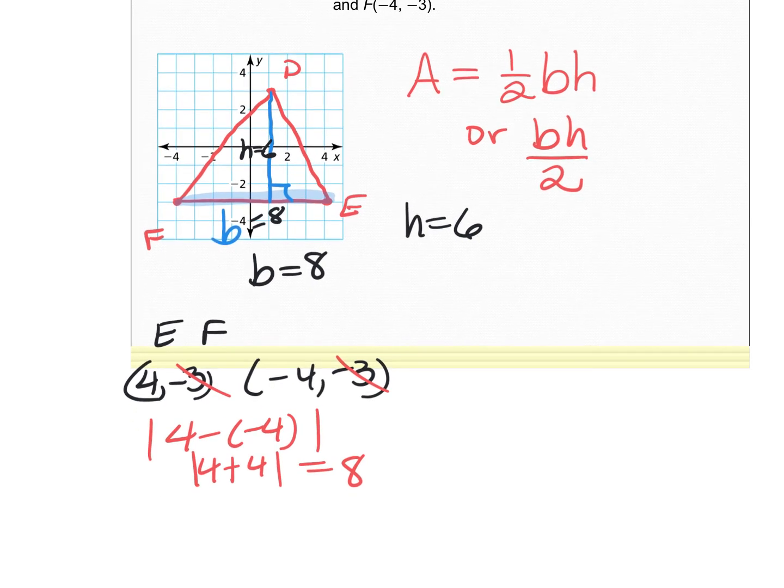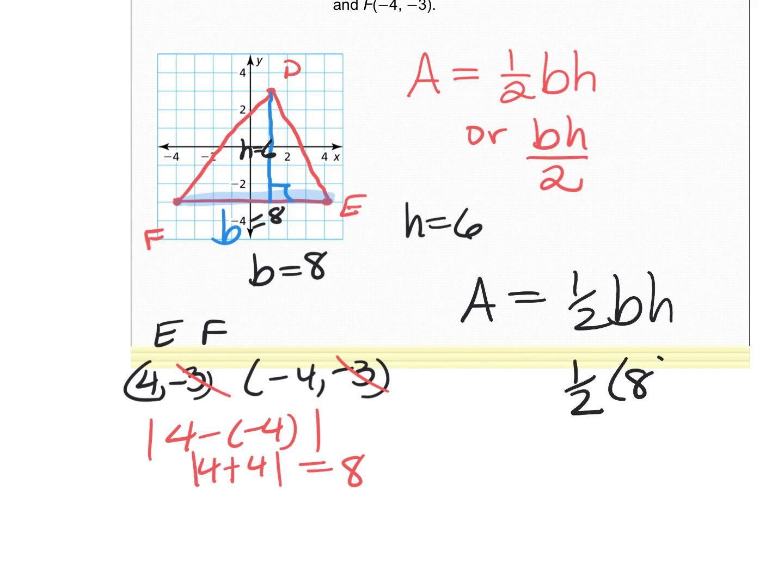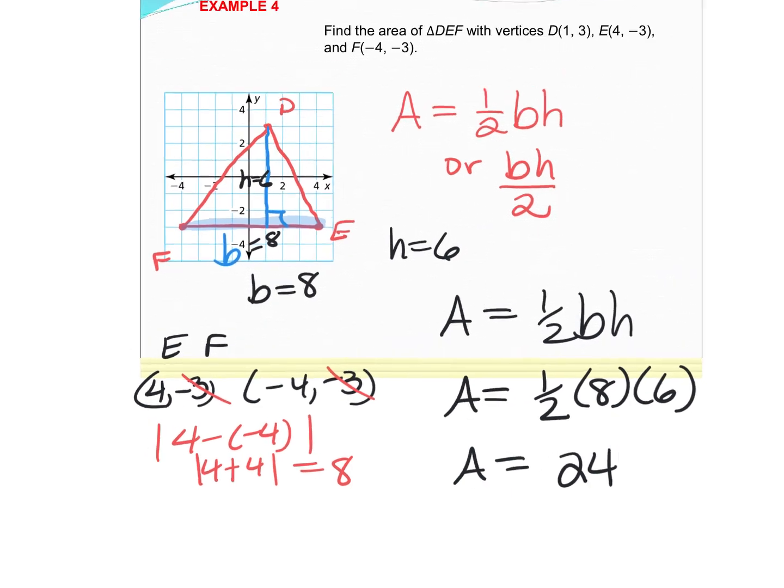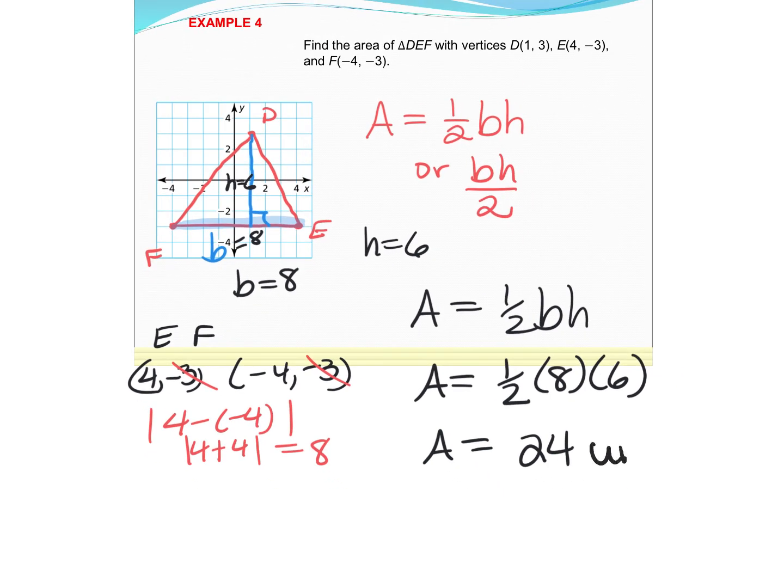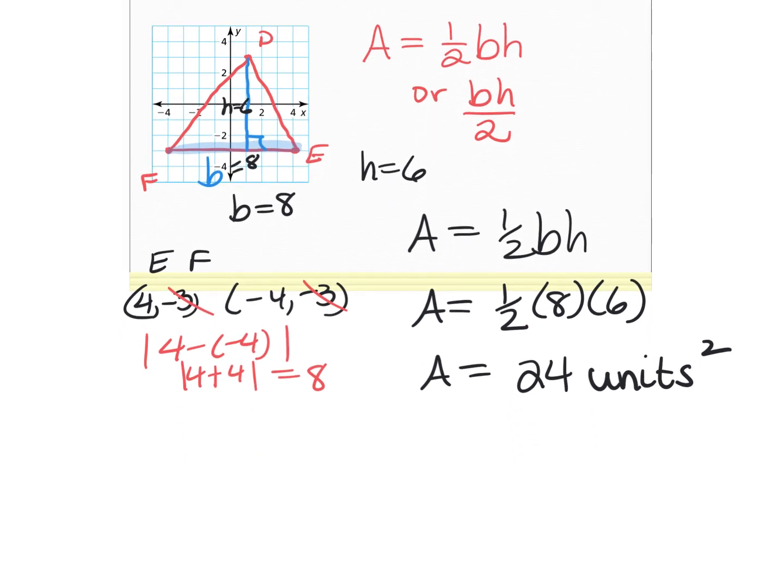So now what I'm going to do is I'm going to plug in my numbers. So 1/2, my base was 8, my height was 6. So half of 8 is 4, and then 4 times 6 is 24. And again, since there weren't any labels as inches or feet, whenever it's ordered pairs like this, it's going to be units. And you can either write it like that, or you could spell it out, square units.